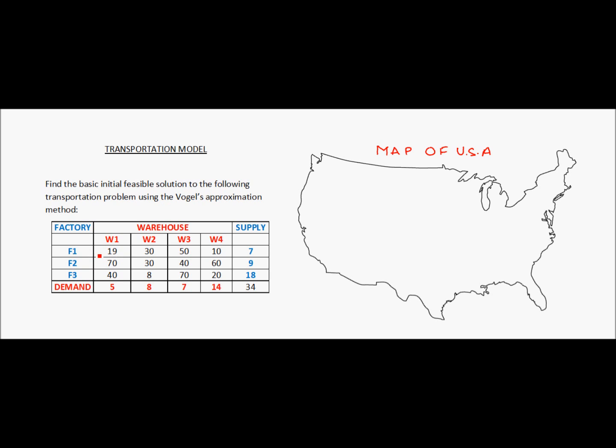And the cost of shipping 1 unit from each of the factories to each of the warehouses has been given to us, which is shown in the black color here. So for example, from F1 to W1, the cost of shipping is $19 per unit. For shipping material from F1 to W2, the cost of shipping 1 unit is $30 per unit, and so on. Now we have to find out the least cost route for shipping the material from these factories to the warehouses such that the supply and demand constraints are being met.